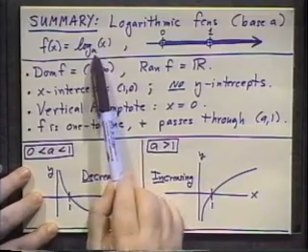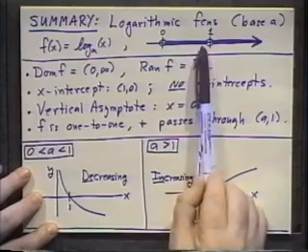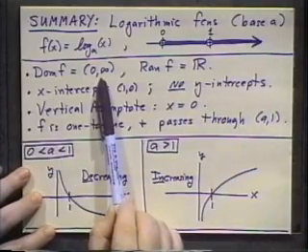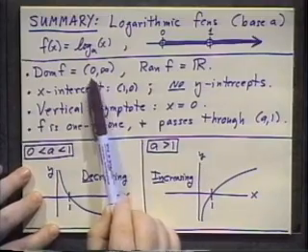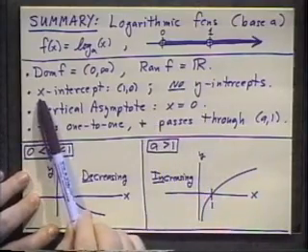Log base a of x. That a is a subscript. The a's will come either from 0 to 1 or above 1. The domain is 0 to infinity. The domain of any log function is always only positive numbers. The range is everything. That was the up and down range.